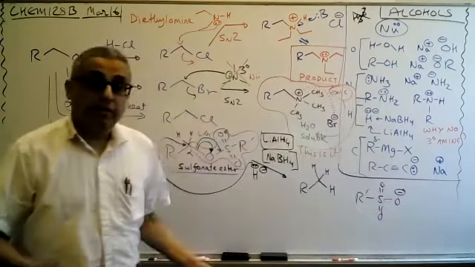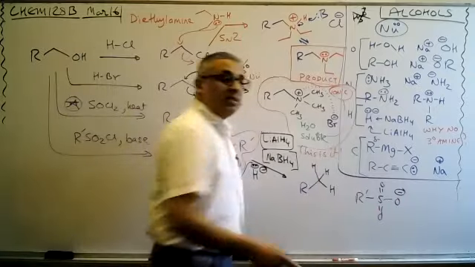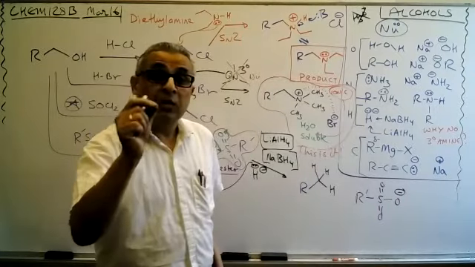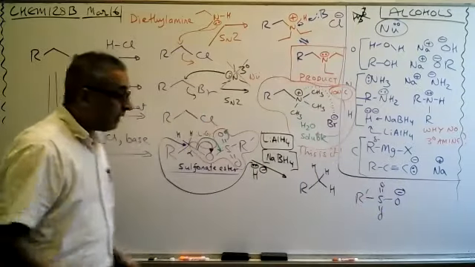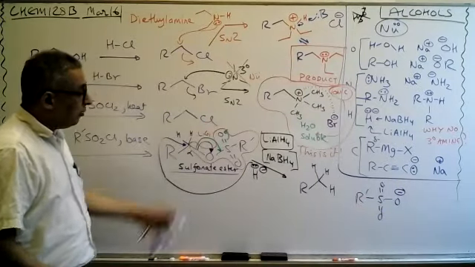And it's a great leaving group because the negative charge on the O minus is not localized. It can float around between the three oxygens. That's why it's a good leaving group. Okay, so that's one example.